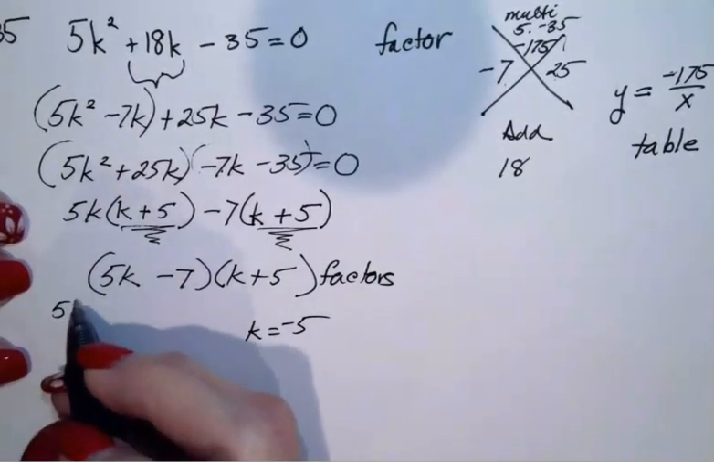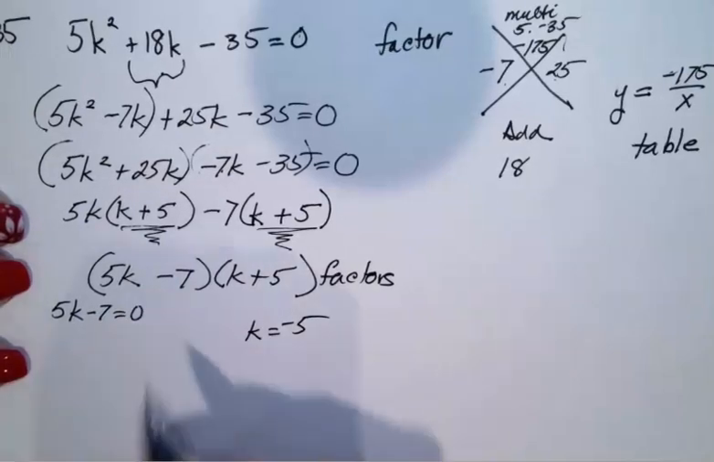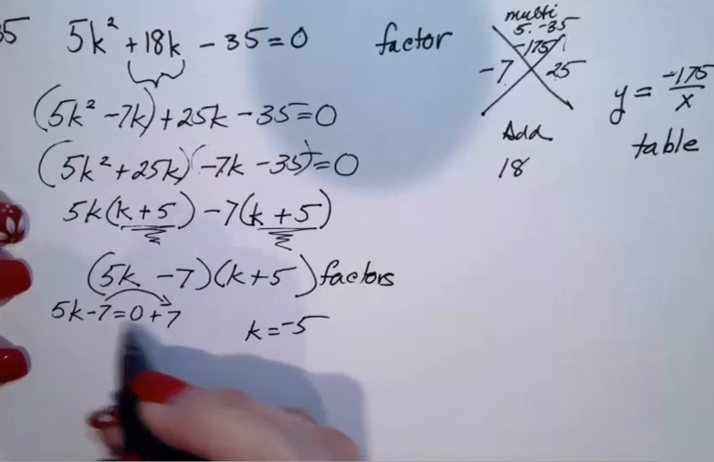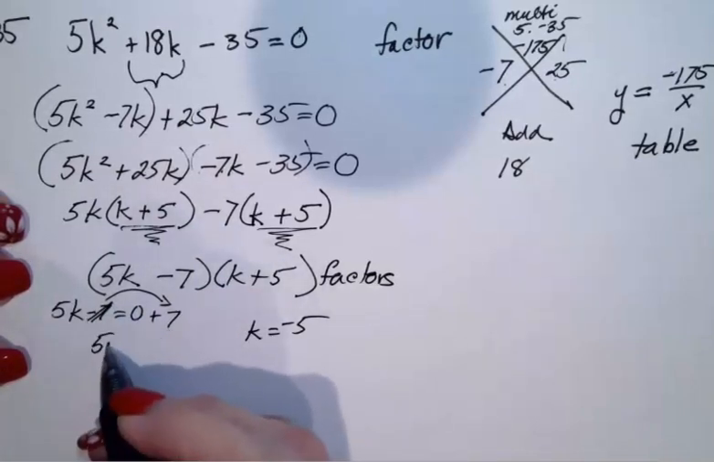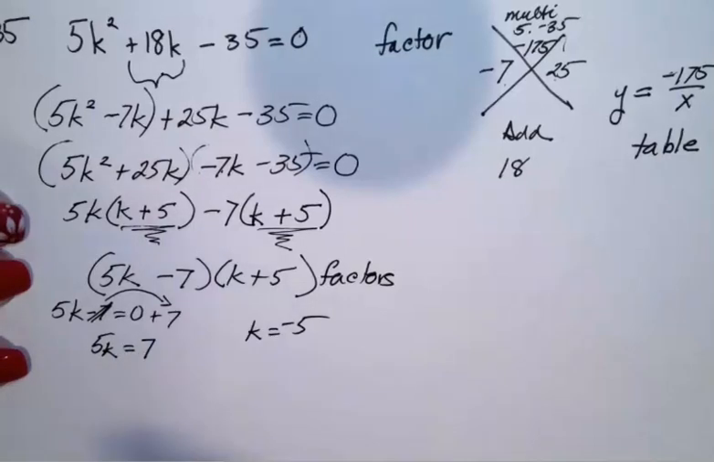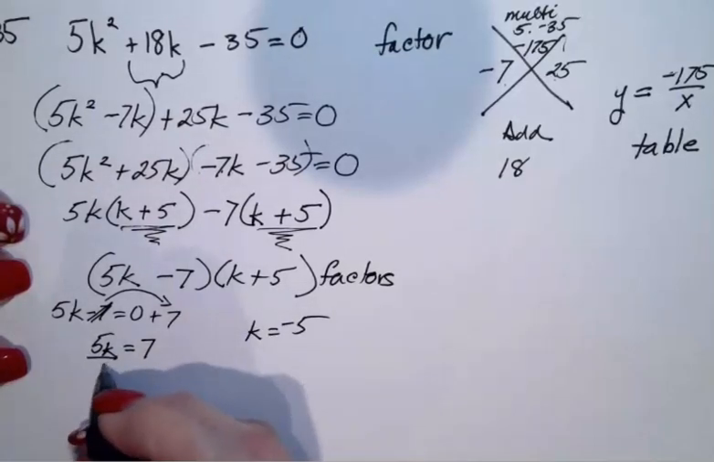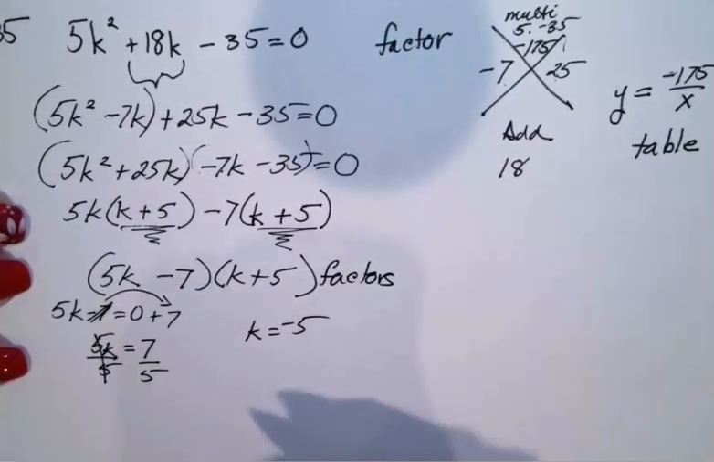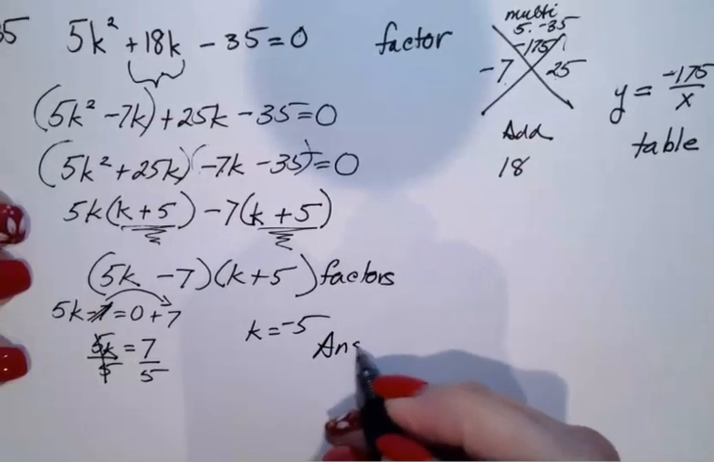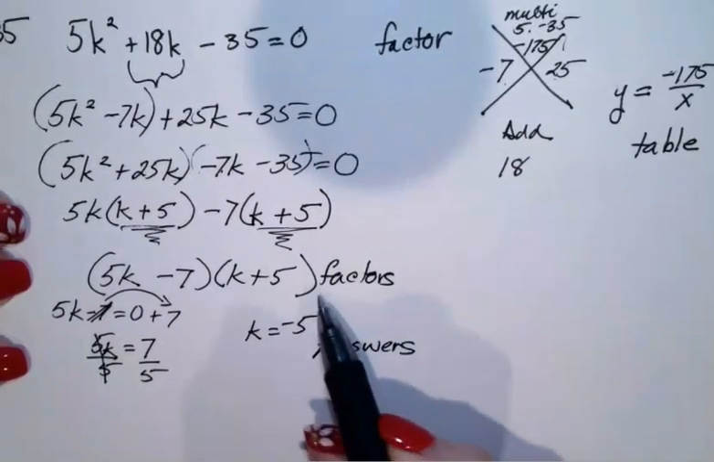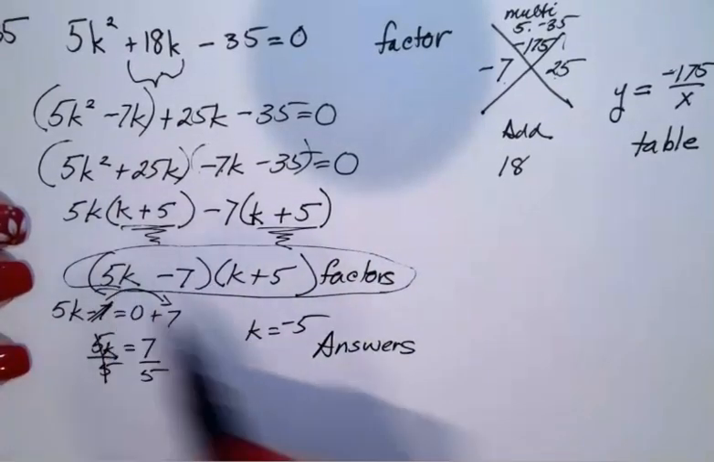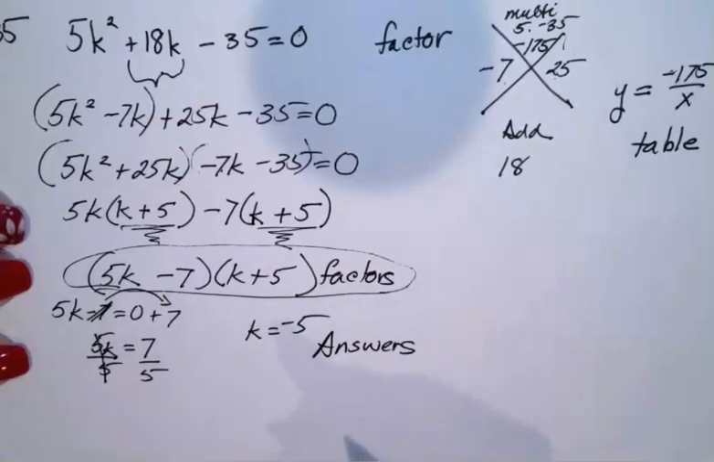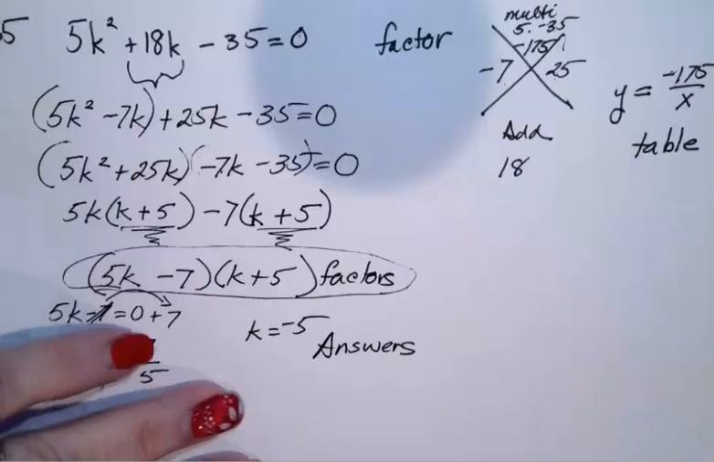The other one, I'm going to have to do a little work. I'm going to make it equal to 0. It's a negative 7, so now it's a positive 7. 5k equals 7. Divide both sides by 5. K is equal to 7 over 5. These are your answers. Let's remind ourselves. These are factors, not answers. These are answers. Okay?